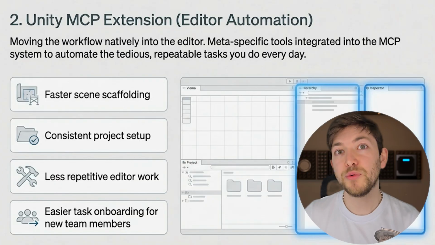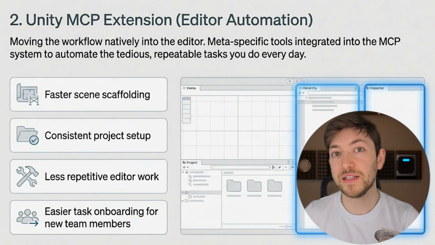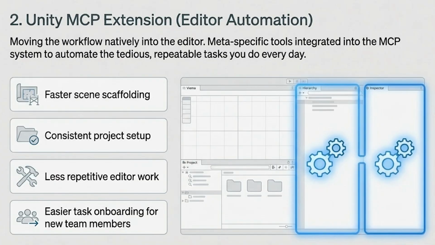But let's go a step further, because this is just the first tool that I showed you. There's much more. And now I want to talk about how you can give Unity as a tool for your AI assistant. And we do this through the Unity MCP extension. This is where the workflow moves closer to the Unity editor itself. The Unity MCP extension basically means Meta-specific tools integrated into the Unity MCP system.